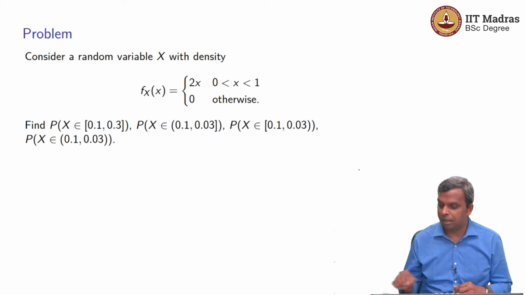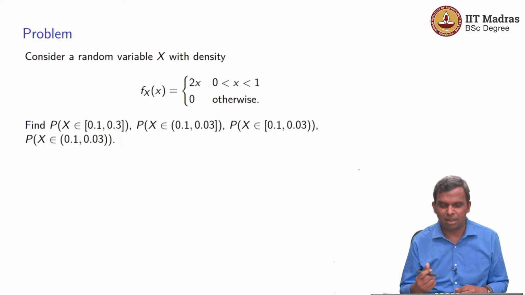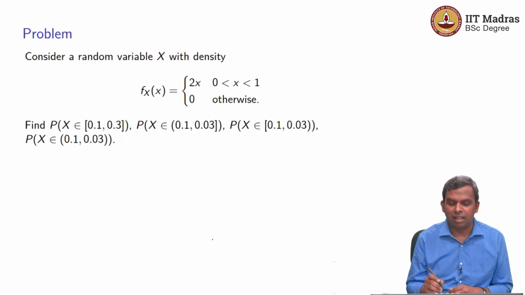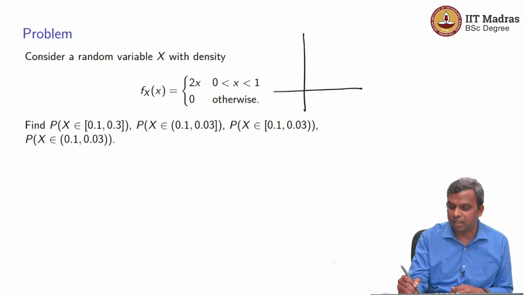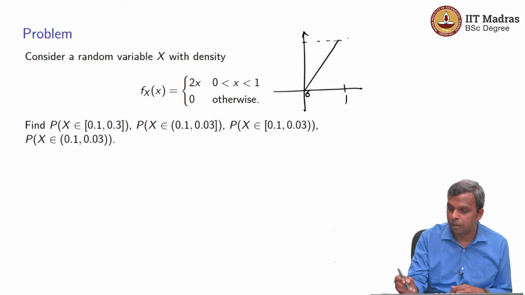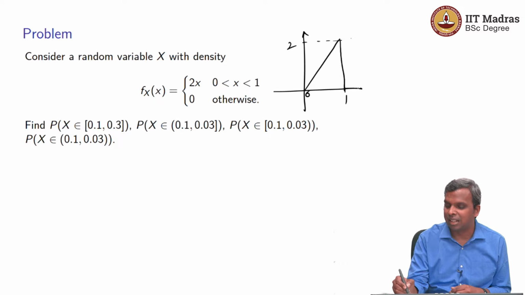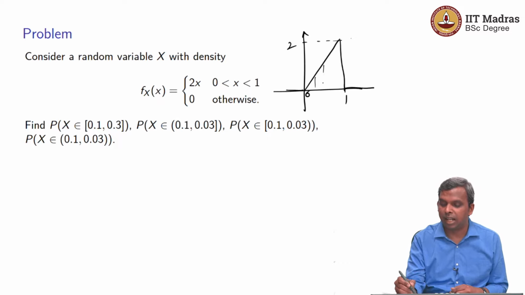Okay, so here's another problem, something very similar, just for you to get comfortable. The density is 2x. Once again, if you like sketches, you can sketch it. This is the density: from 0 to 1, it goes up to 2. It doesn't stay there, remember, it can't stay there. It comes down to 0. So this is how the density is. You can calculate the area under this curve. It's half into base into height, so that's 1. So it's a valid density.